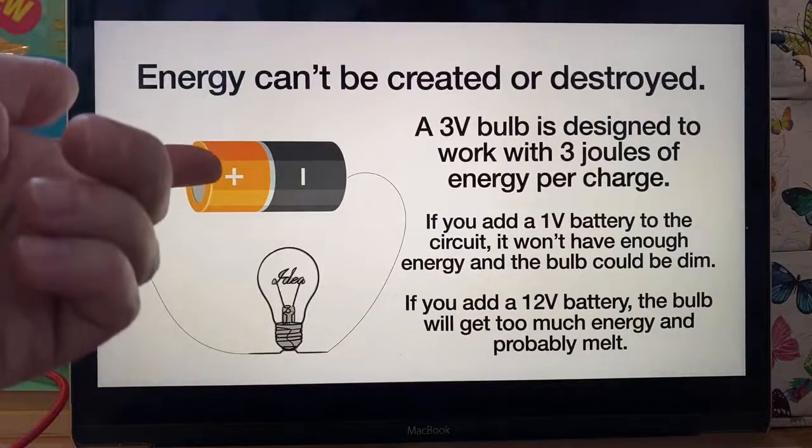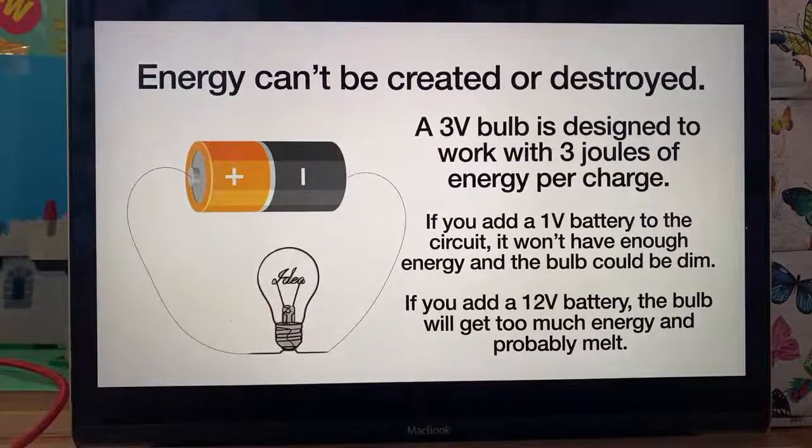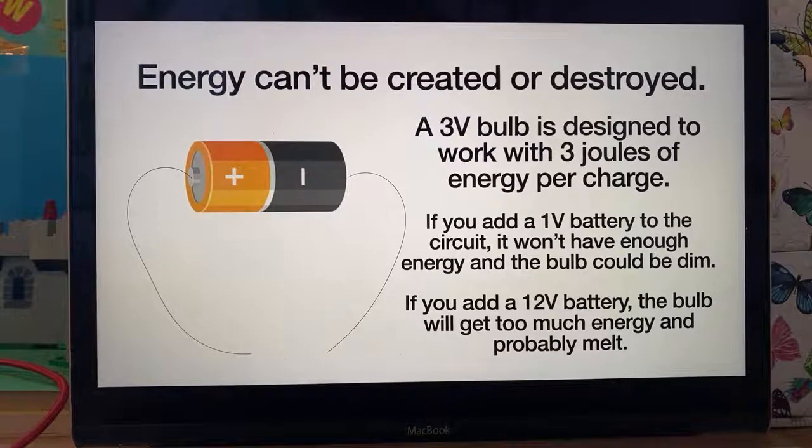And if you added a 12-volt battery, that bulb would be getting 12 joules per charge, which is too much. You get too much energy and it might melt.